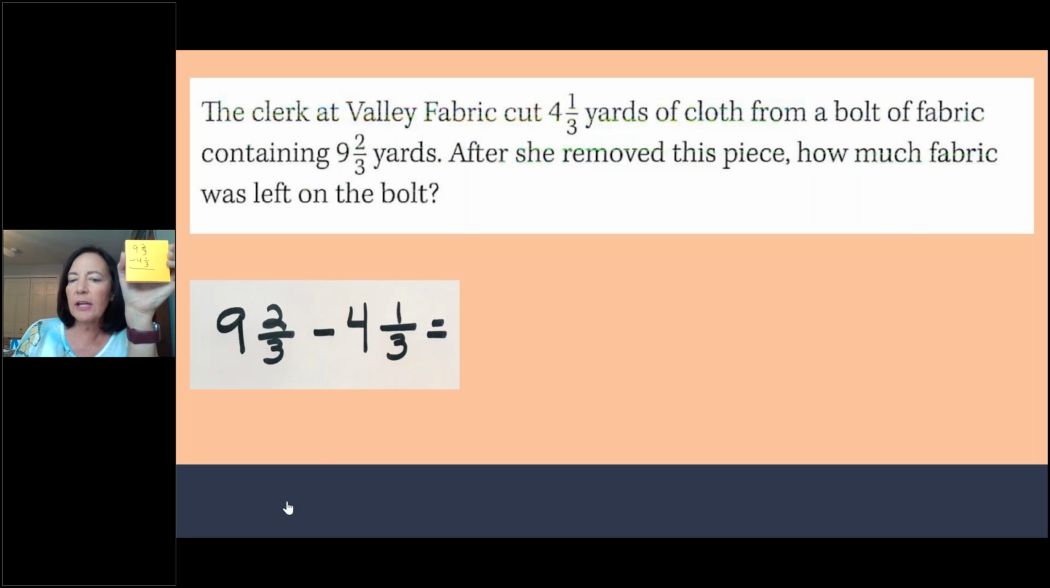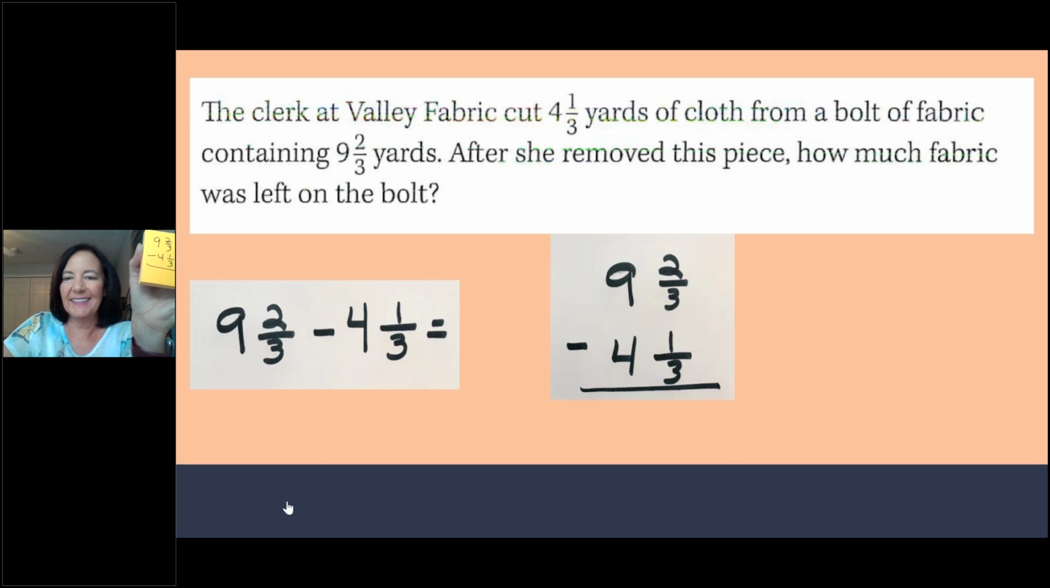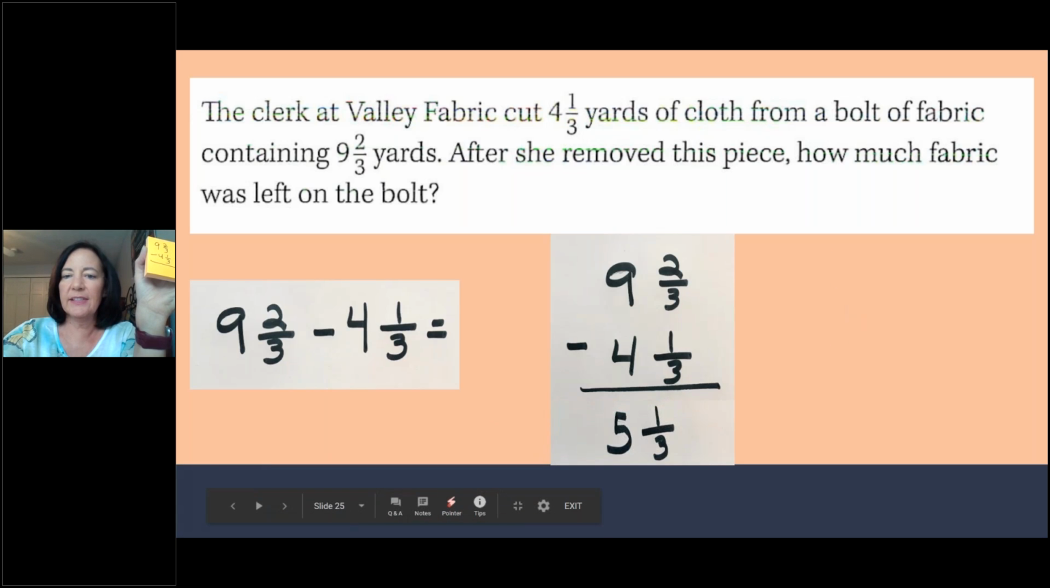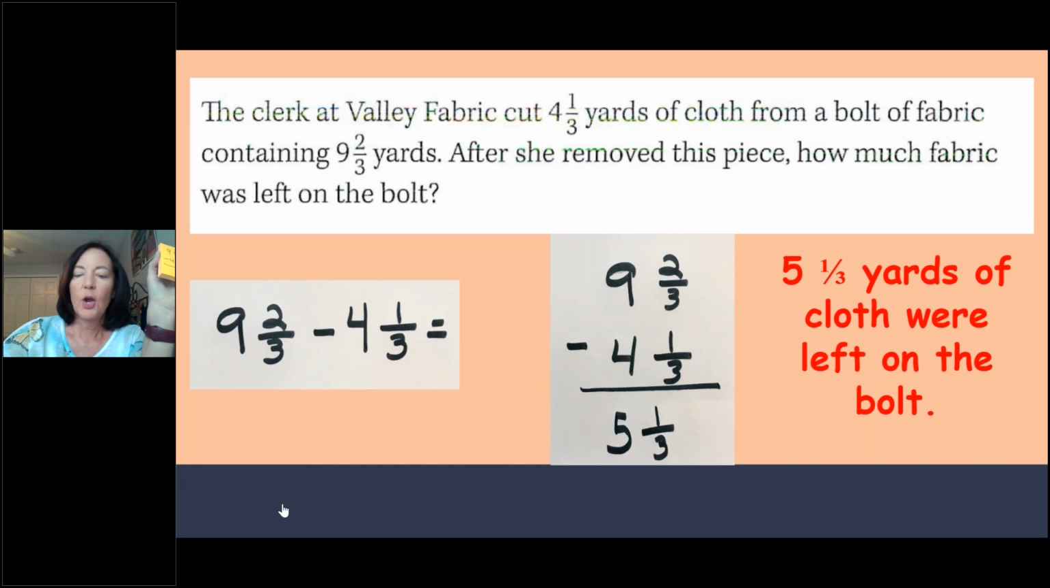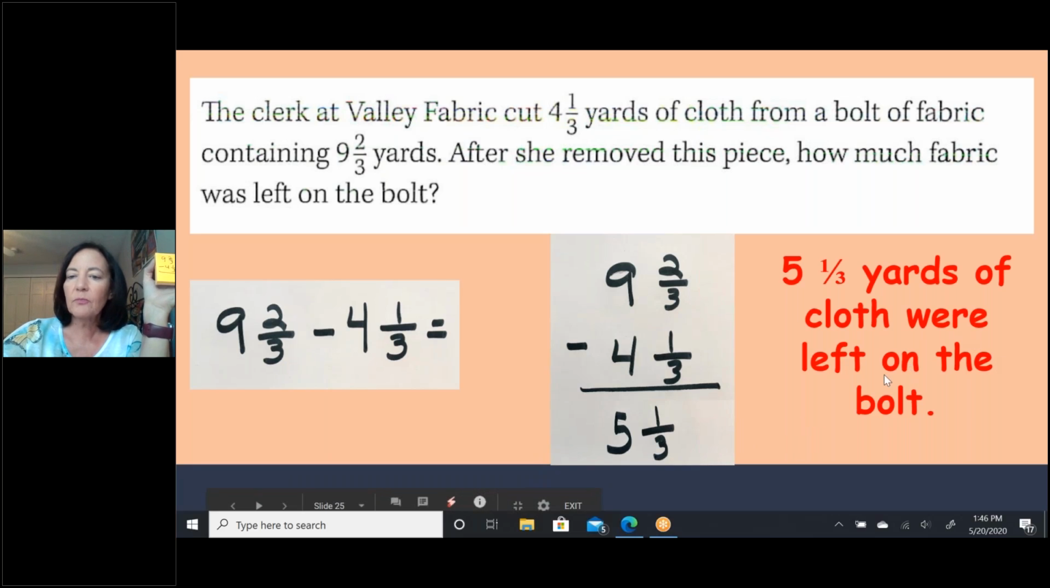Okay, so now can you solve that one? On the screen, I wrote it. Yes, you can. There we go. It would be 5 1/3. That's it. Nice. And because it's a word problem, we always have to show the answer in sentence form. So 5 1/3 yards of cloth were left on the bolt.